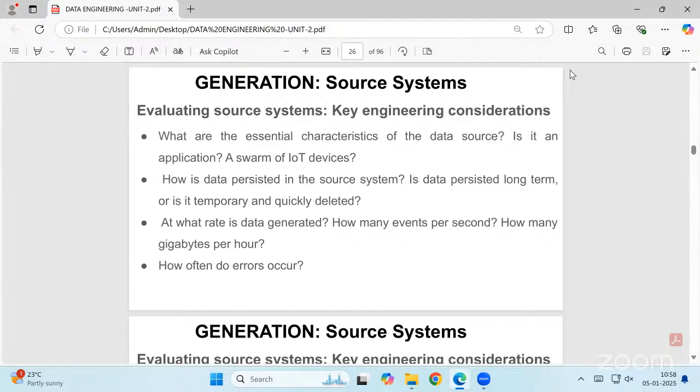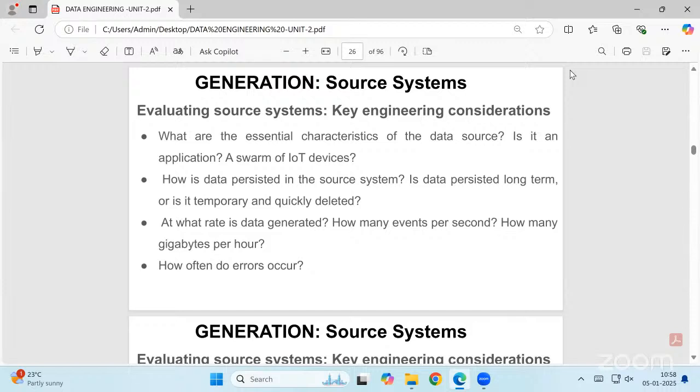So what are the essential characteristics of data sources? What type of data they are going to capture, whether it is from an application, from IoT devices, or any other sources. Now, how is data persisted in the source system? Persisted means existing. So in the source system, how is it getting stored? Is data persisted long term, or is it temporary or quickly deleted? The source system is the system that generates data.